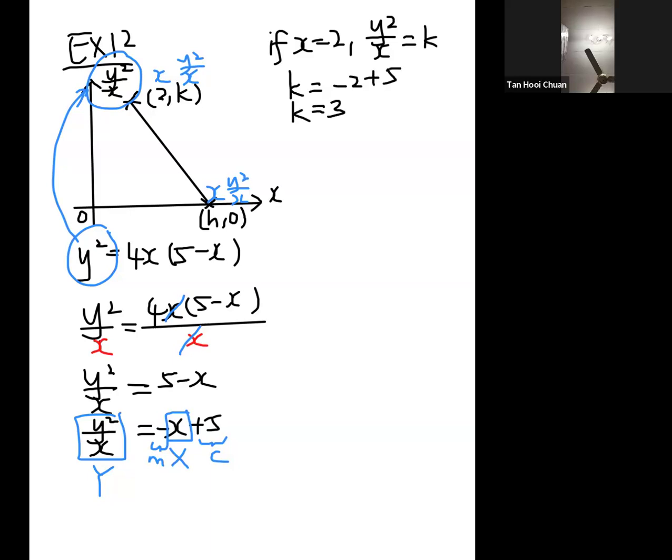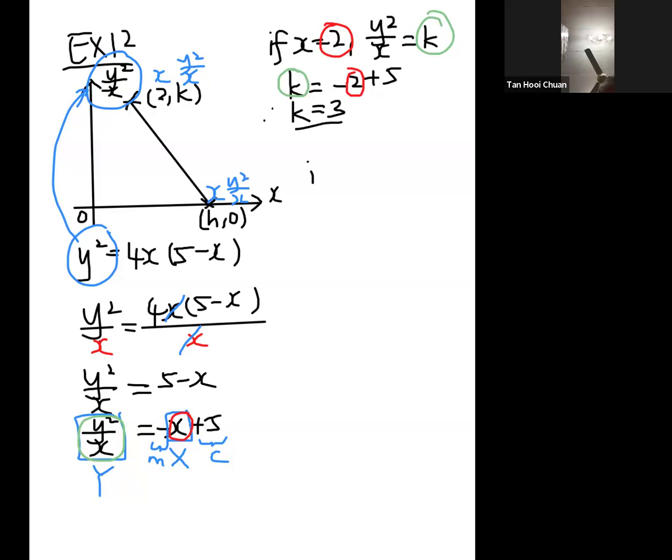You know what I'm talking about? Yeah, you sub this one as your x value here. You sub this one as your y value here. So x here, the whole thing is minus 2. Is 2. Y squared over x, the whole thing becomes k. This one becomes k. So later, k, you got it.